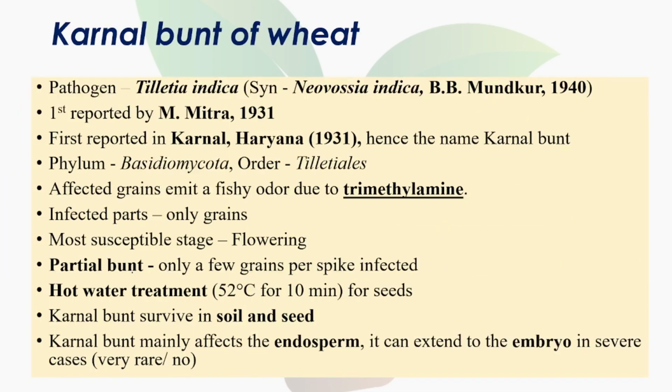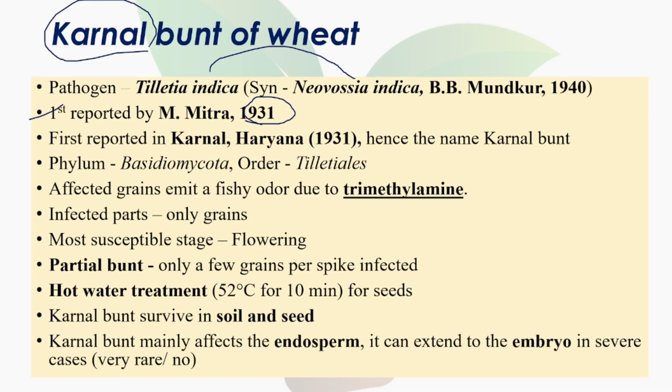Okay, the last slide, kernel bunt of wheat, which we have already discussed. This is a very important one. The pathogen for kernel bunt is Tilletia indica. The synonym and other name is Neovossia indica. Originally, this pathogen was first reported by Mitra in 1931 at a research station near Karnal. Karnal is a place in Haryana.